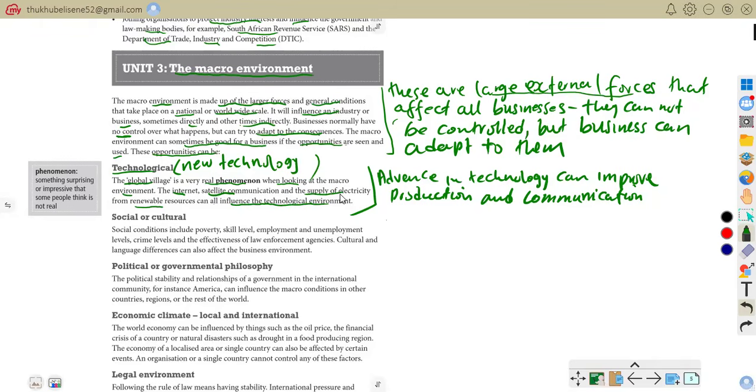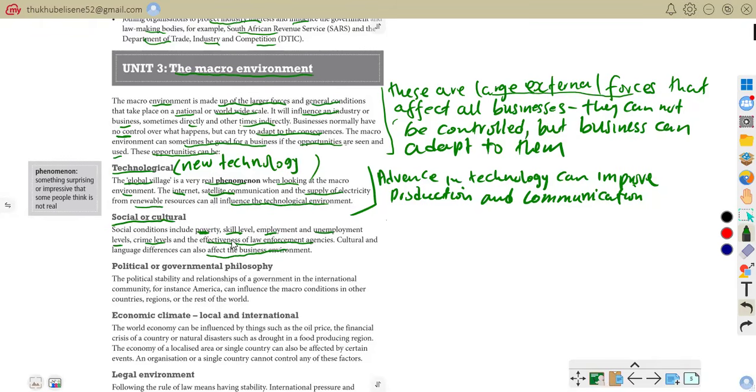So that is that. Also, we have social or cultural. Social conditions include poverty, skill level, employment and unemployment levels, crime levels, and the effectiveness of law enforcement agencies. Cultural language difference can also affect the business environment.